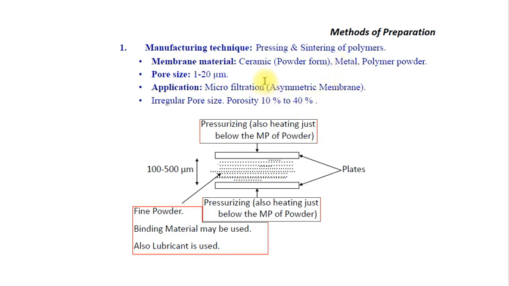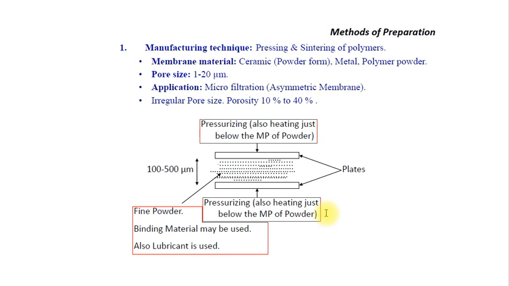So you take a mixture of ceramic powder, metal as well as polymeric powder, plus binder. The binder is used to bind the material and make a sheet of that material. Then that sheet is pressurized by using a compression machine, and then you heat the sheet below the melting temperature of the powder. So different particles will diffuse into each other, but it will not melt. So you will create the pores inside the powder.